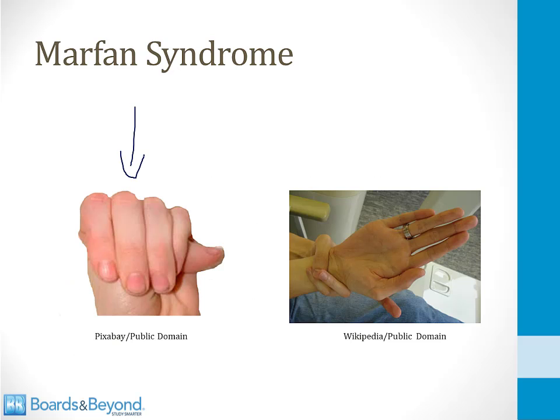Here's the thumb sign on the left side of the screen. If you try to do this with your own hand, assuming you don't have Marfan syndrome, you won't be able to stick your thumb out that far. And this is the wrist sign on the right side of the screen. If you try to do this, you shouldn't be able to wrap your fingers completely around your wrist, but people with Marfan syndrome can do this.